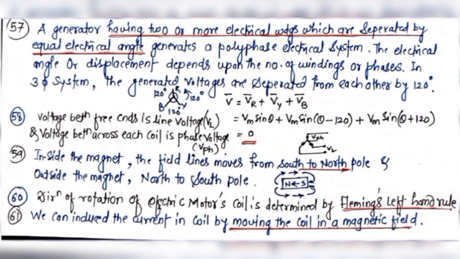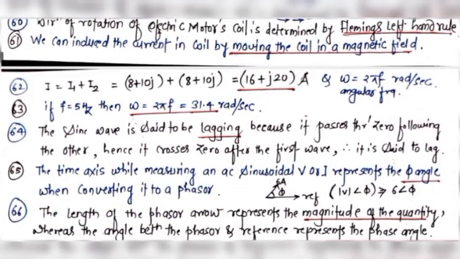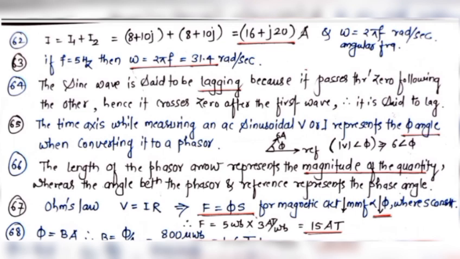Inside a magnet, the field lines move from south to north pole, and outside the magnet from north to south pole. The direction of rotation of an electric motor's coil is determined by Fleming's left hand rule. We can induce current in the coil by moving the coil in a magnetic field. We can have addition and subtraction in the rectangular form directly, and angular frequency, that is omega, is equal to 2 pi f radians per second. So here the angular frequency is 31.4 radians per second.